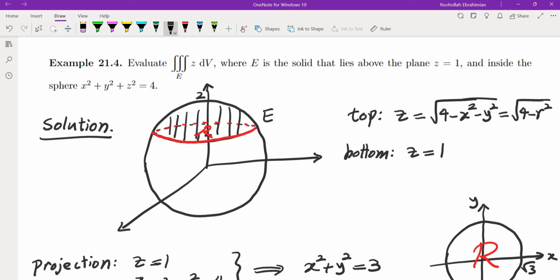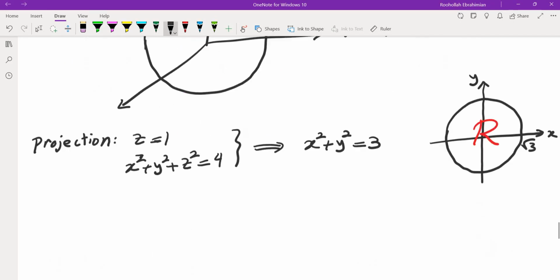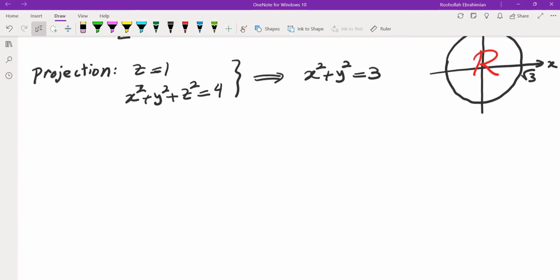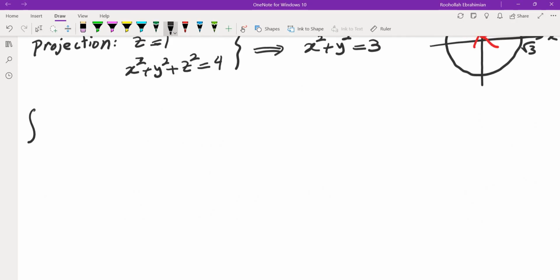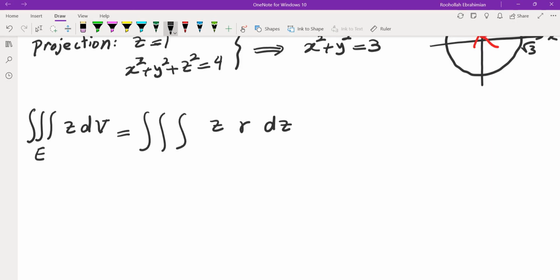And what we can do is we can use cylindrical coordinates. Why? Because the projection onto the xy plane is a polar region, and there is a top and a bottom. Top is a function of xy, bottom is a function of xy. So let's see what they asked us to evaluate. They asked us to evaluate the triple integral of z dV over E. We'll switch to cylindrical based on the discussion that we had. So z r dz dr d theta.